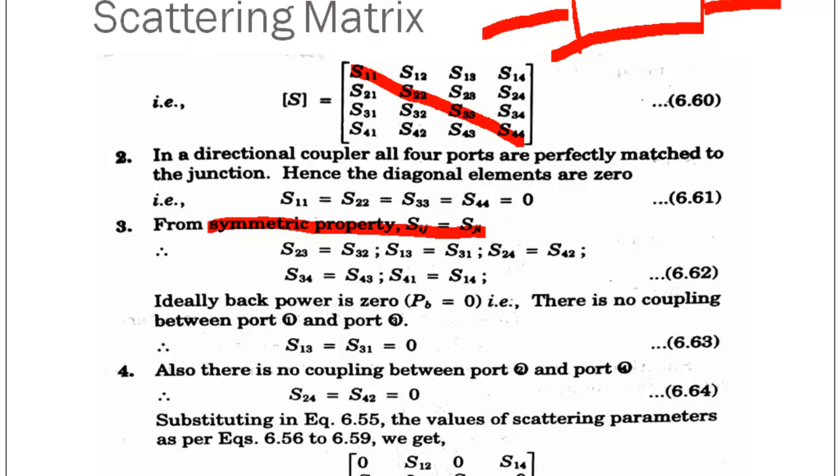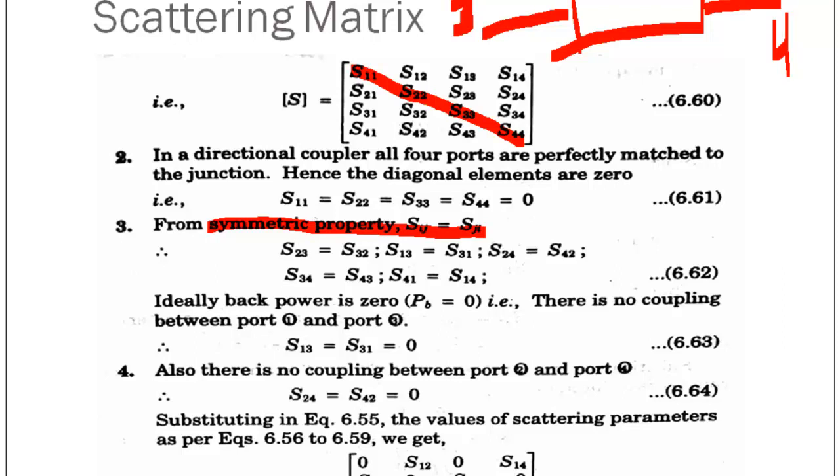This is port 1, this is port 3, right? This is port 2 and this is port 4. So we can say S13 ports are the isolated ports. So we can say S13 and S31 are equal to 0, right? In a similar manner, S24 and S42 will be 0.